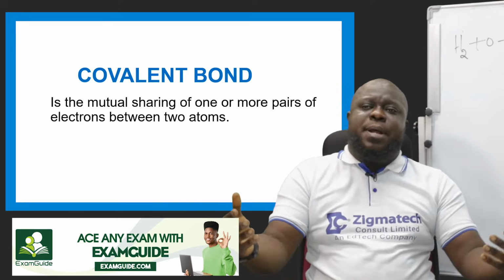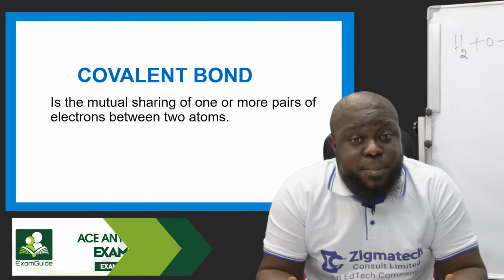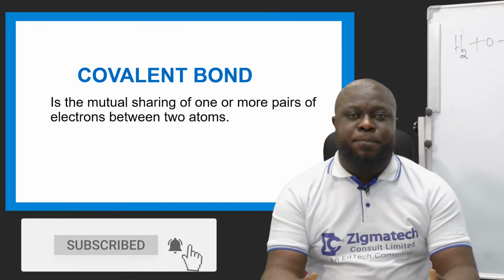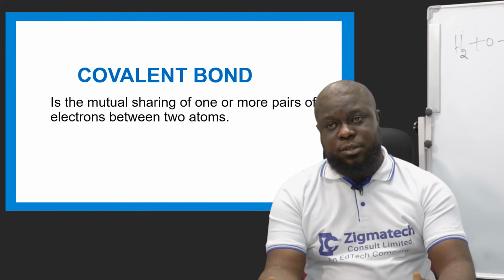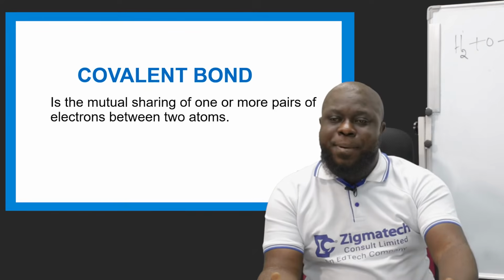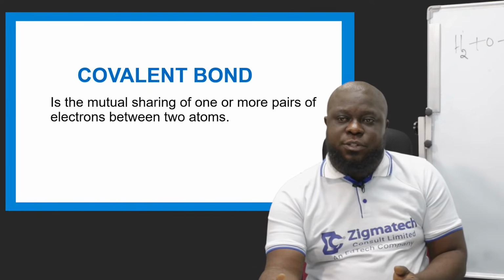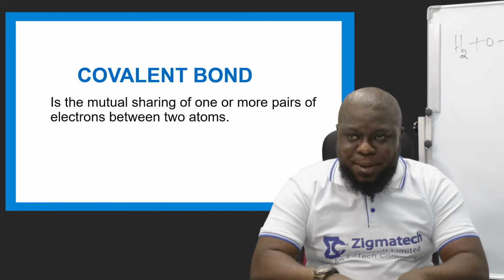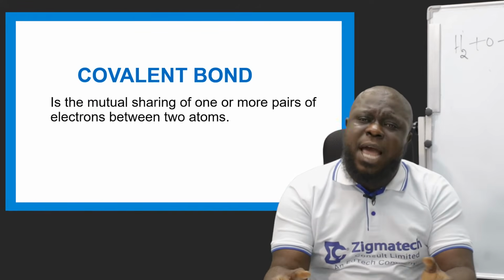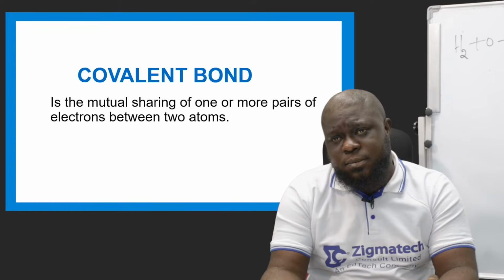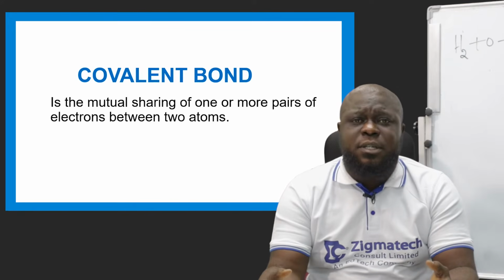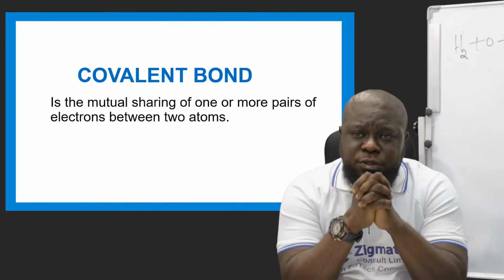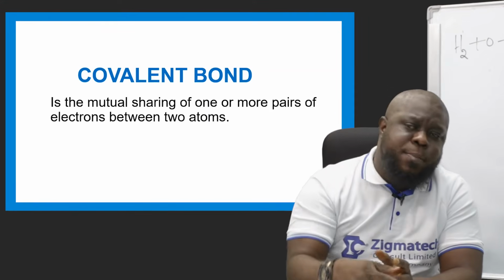Take, for example, hydrogen and oxygen. I always use water because it's the simplest form of explanation. The hydrogen will bring out its own electrons, and the oxygen will bring out its own electrons. They will now share them. When they are shared, that sharing will bring an attraction, and it's going to form a bond for the water to be produced.